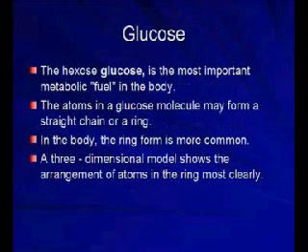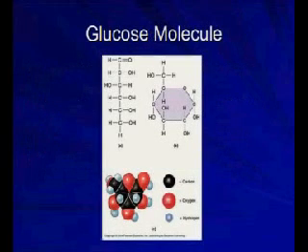The hexose glucose is the most important metabolic fuel in the body. Atoms of glucose molecules may form a straight chain or a ring. In the body, the ring form is the most common. A three-dimensional model shows the arrangement of atoms in the ring most clearly. This is an example of the glucose molecule.